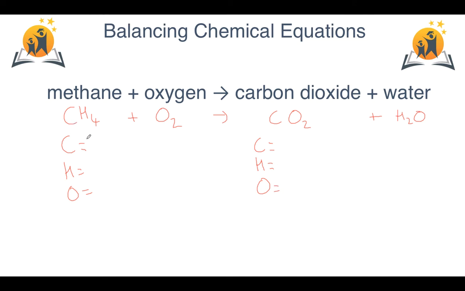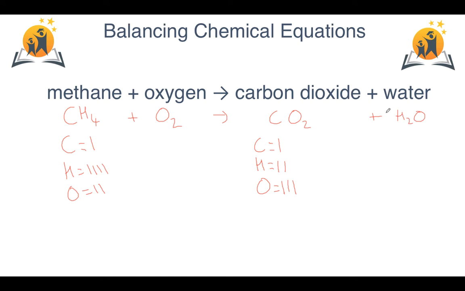Now there's 1 carbon atom here, on the reactant side 4 hydrogen atoms and 2 oxygen atoms. On the product side, 1 carbon atom, 2 and 3 oxygen atoms and 2 hydrogen atoms. Ask ourselves, is it balanced? The answer is no, the carbons are, but be careful here, don't start with the oxygens because it's an odd number. It's best to balance the hydrogens first.